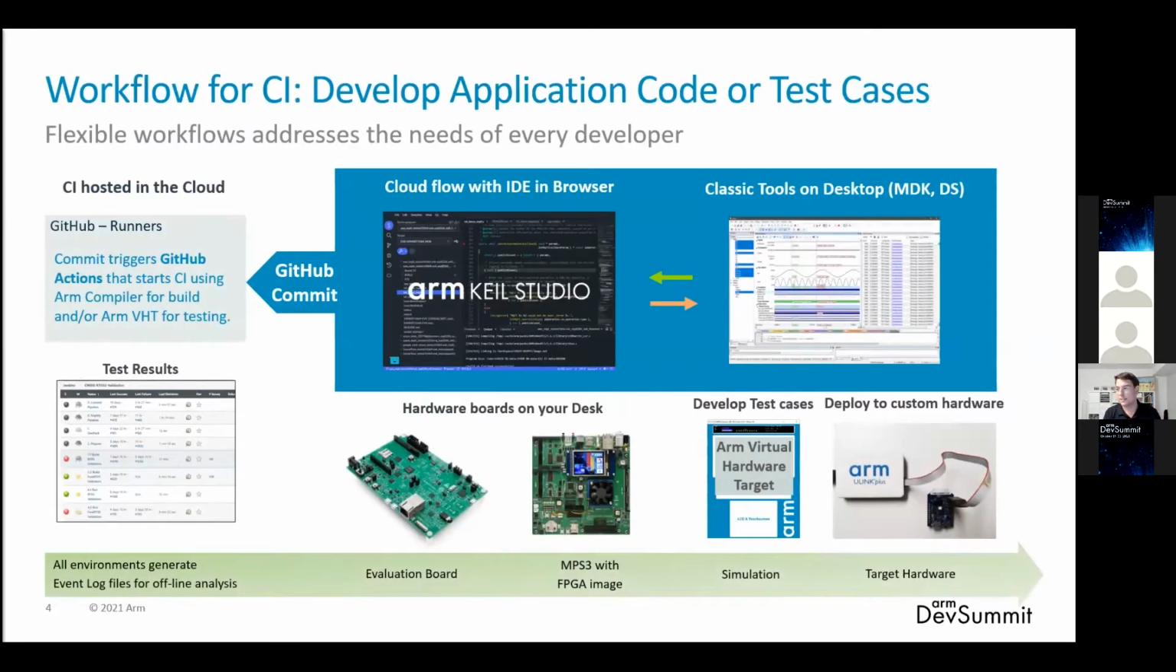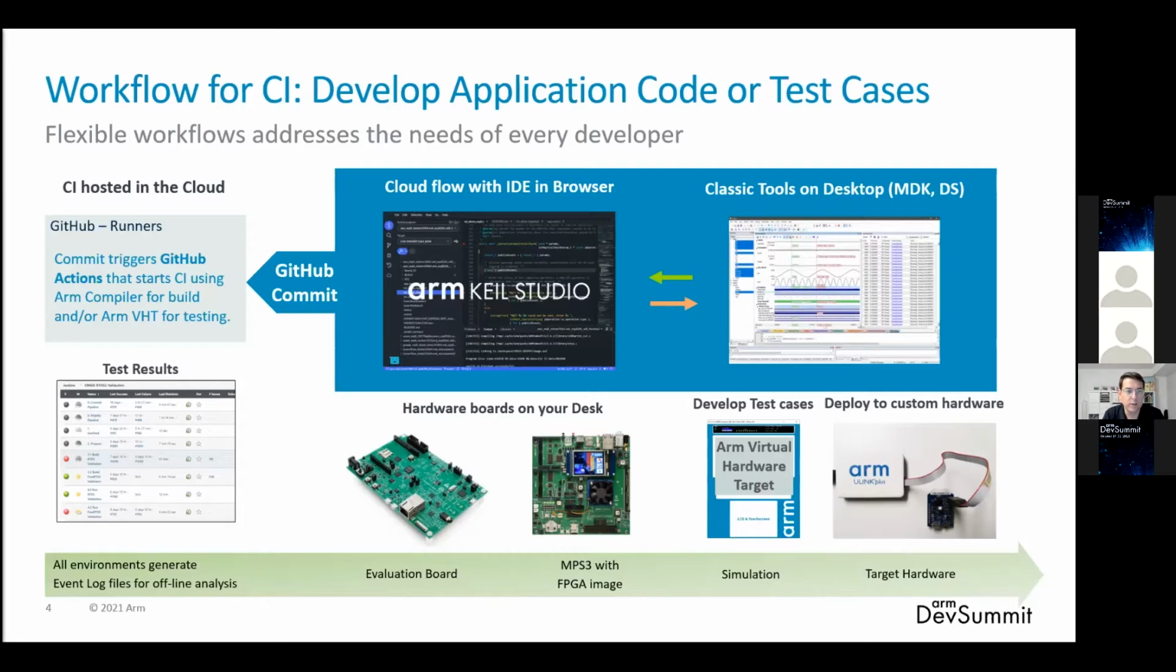So how does this workflow look like? We have continuous integration in the cloud. You have, for example, things like GitHub runners that can automatically trigger GitHub Actions. Once you commit some code, your test results will be presented to you automatically. You have this dashboard, the cloud IDE in the browser, Keil Studio, which you can either connect to your local hardware or, in a later stage, not today, also connect to virtual hardware.